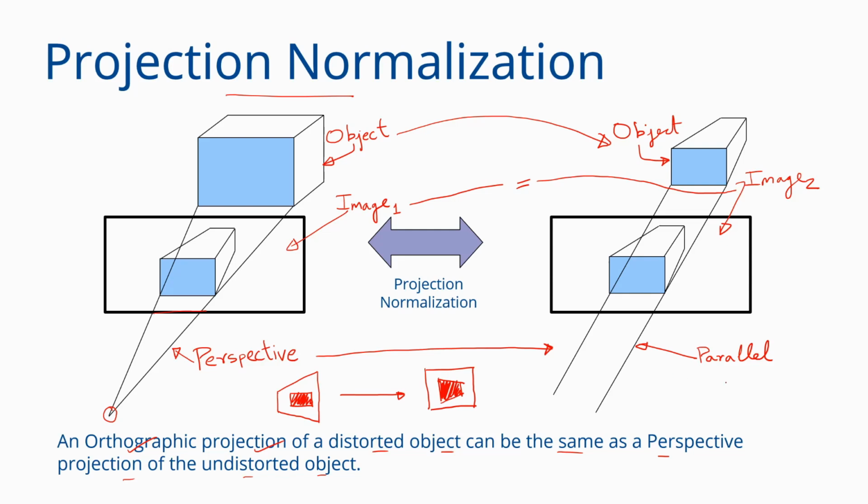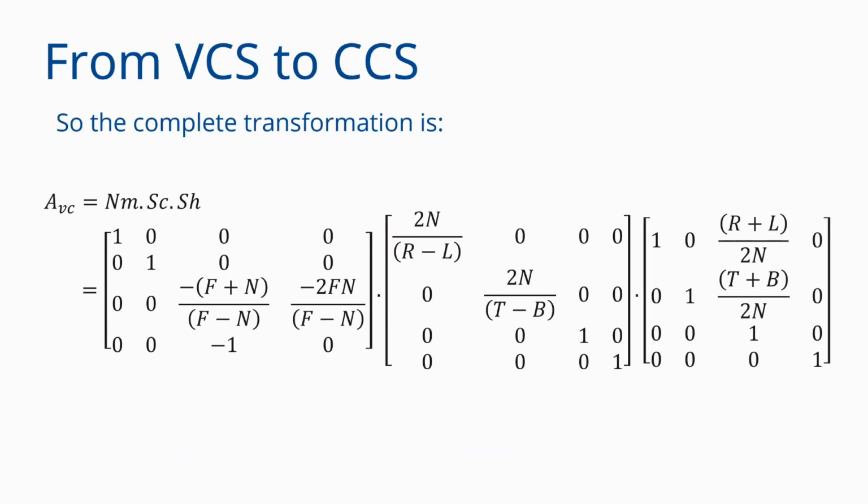So after you are here in this stage, in the CCS, your image formation process has become very easy because you just have to do an orthographic projection. And as an additional benefit, you have landed in this nice canonical view frustum, which is a cube, and that gives us multiple advantages. So what is the complete transformation? It is the shear and the scale and the projection normalization.